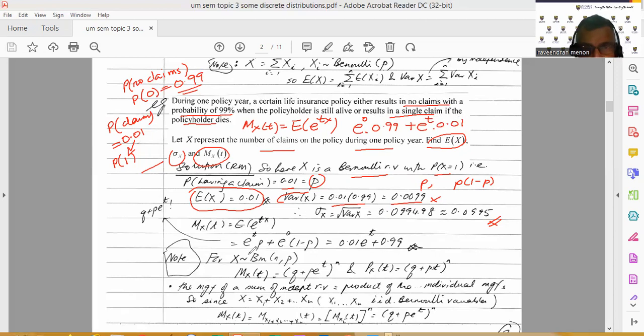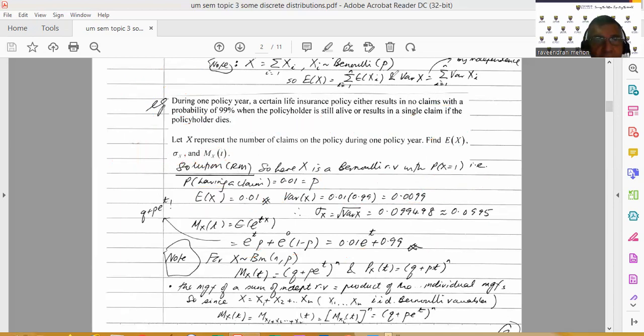Here you go, can you see? This is e to the power of t times p plus e to the power of 0, which is 1, times 1 minus p, and you'll get your final answer here, and we are done. Remember, e to the power of 0 is 1. So you have your final answer. Not hard to do. Let me clear the screen.